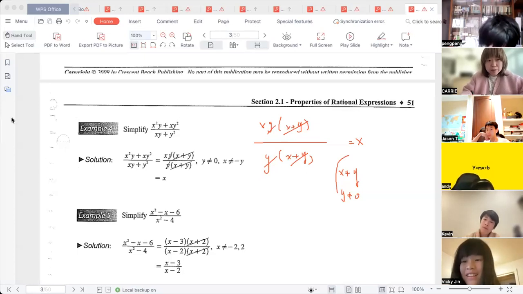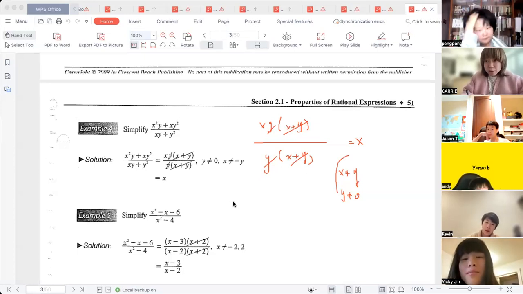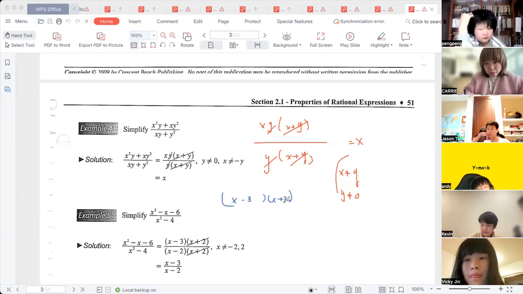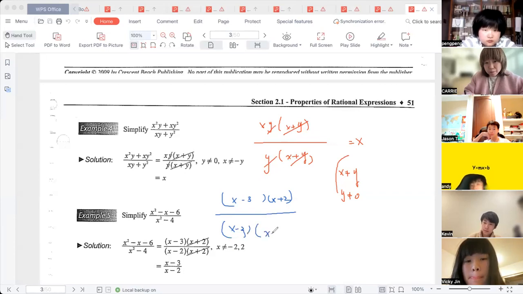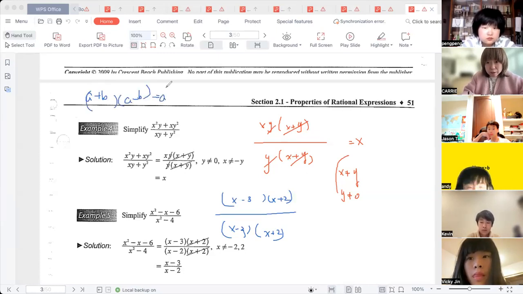Okay, so x squared minus x minus 6, equals what? So it's x minus 3 times x plus 2. Okay, so everybody, divided by x minus 2 times x plus 2. Vicky, do you still remember we have learned a plus b times a minus b equals a squared minus b squared? Correct?